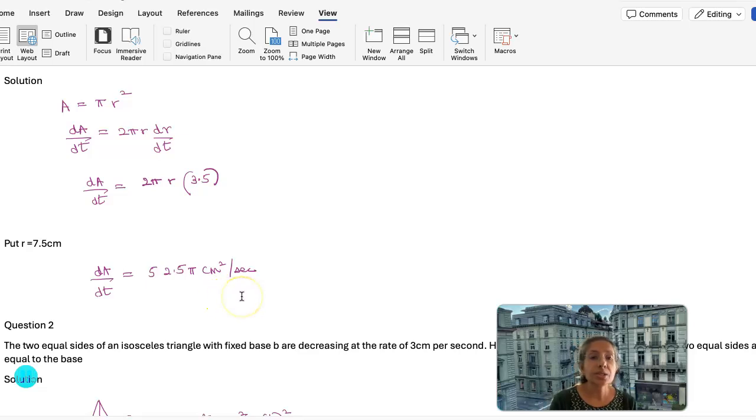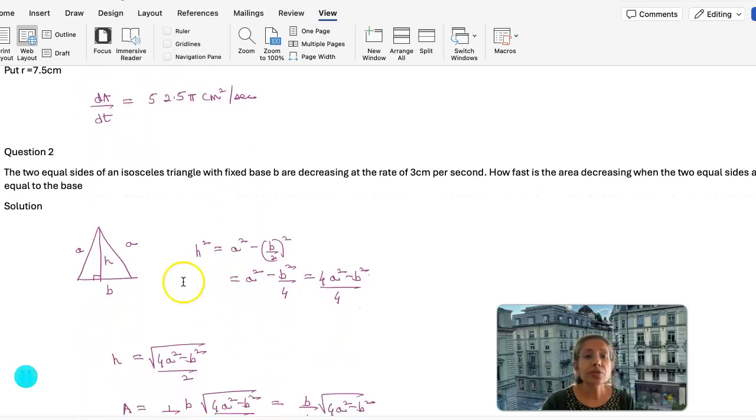Coming to the next question. The two equal sides of an isosceles triangle with fixed base b are decreasing at the rate of 3 cm per second. How fast is the area decreasing when the two equal sides are equal to the base? So this is an isosceles triangle here. You have two equal sides, which is a, this is the base and this is the height.